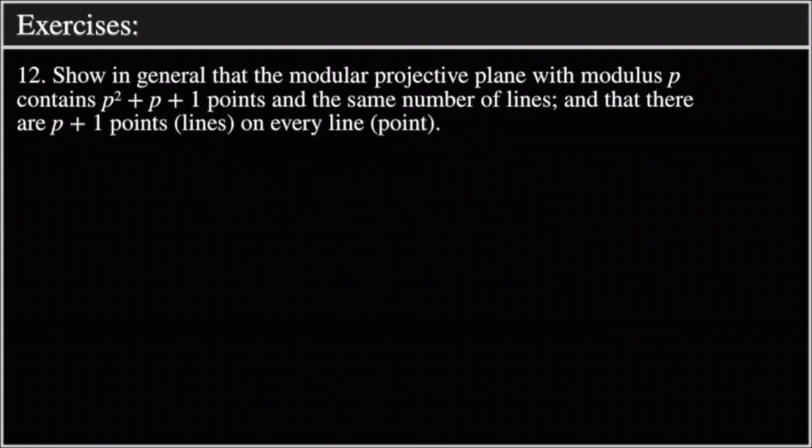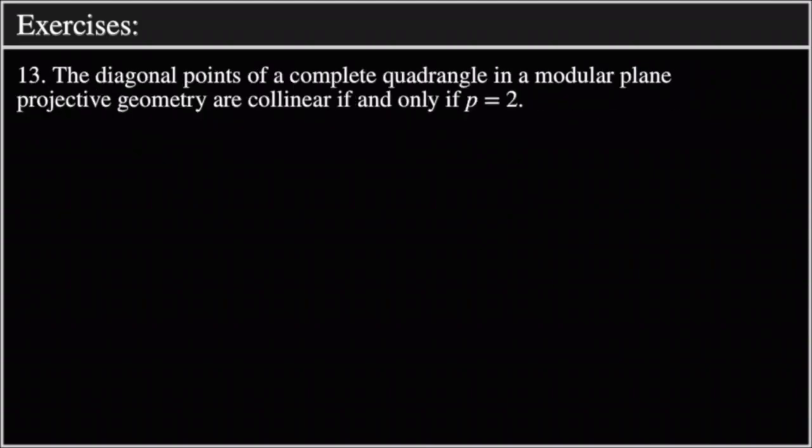12. Show, in general, that the modular projective plane with modulus p contains p² + p + 1 points, and the same number of lines, and that there are p + 1 points, lines, on every line, point. 13. The diagonal points of a complete quadrangle in a modular plane projective geometry are collinear if and only if p is equal to 2.